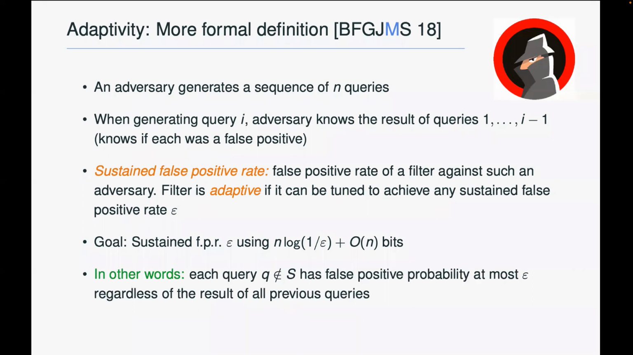So in other words, I want every query to have false positive probability at most epsilon, regardless of the result of all previous queries. So I ask a query, it's a false positive. I ask it again, it's not a false positive. And even if I'm alternating between two queries, I still want false positive probability epsilon every time I ask a new query, no matter what.